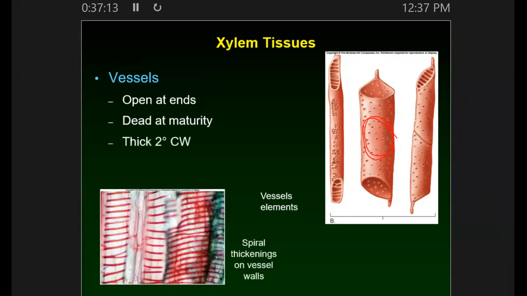So they're dead at maturity, which means they have a thick secondary cell wall. And all that kind of spiral that you see in the lower left picture, they stained it to show the secondary cell wall is really designed in a way to create really good structural rigidity and strength. Now, look at especially this middle one. It's quite wide in diameter.